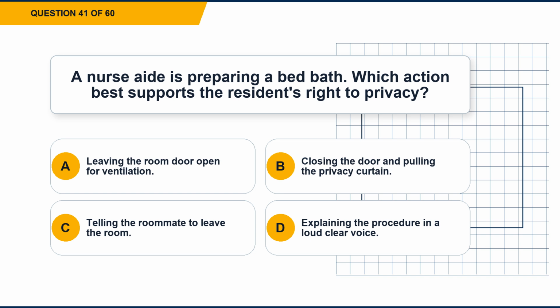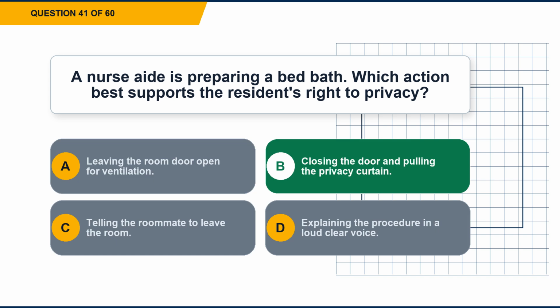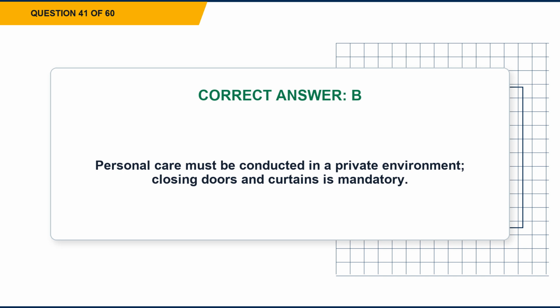Option B, closing the door and pulling the privacy curtain. Option C, telling the roommate to leave the room. Option D, explaining the procedure in a loud, clear voice. The correct answer is option B, closing the door and pulling the privacy curtain. Explanation. Personal care must be conducted in a private environment. Closing doors and curtains is mandatory.